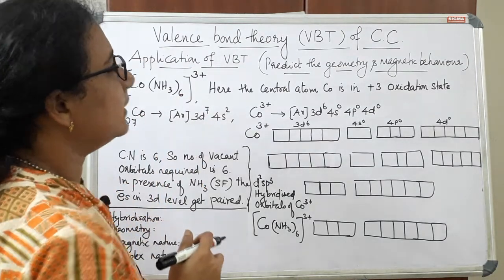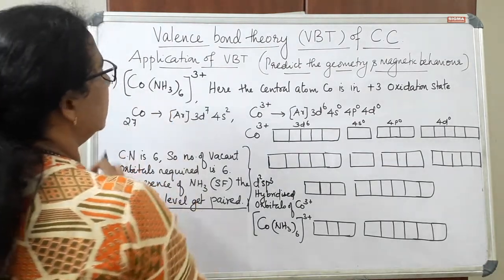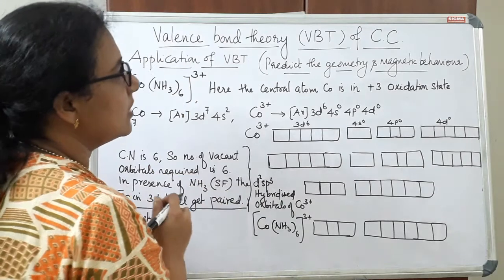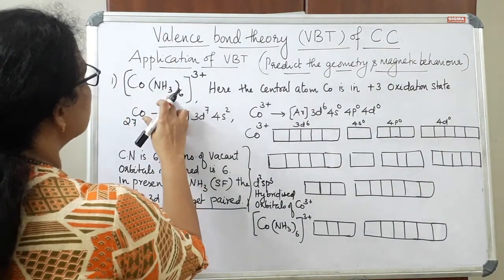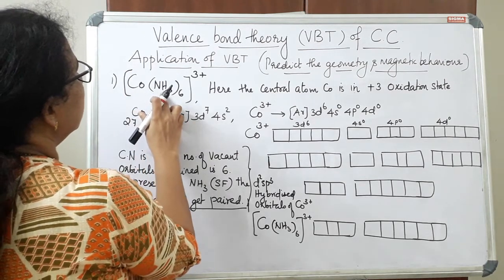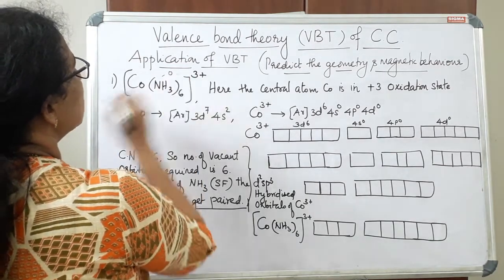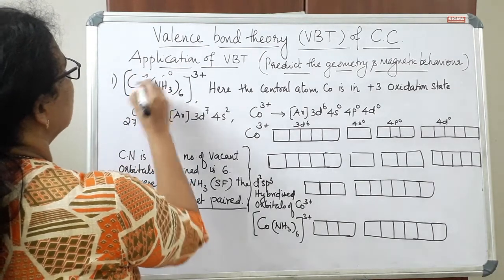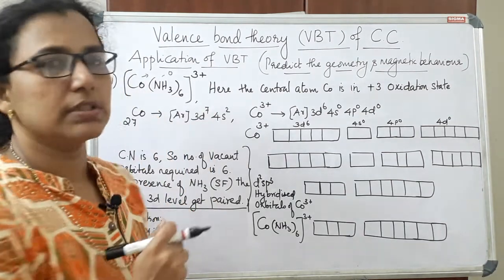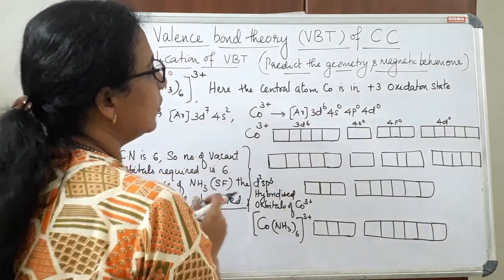In order to explain the geometry and magnetic behavior, first of all we should find out the central metal, that is cobalt here. The central atom is cobalt and it is in +3 oxidation state. We need to find out the oxidation state of Co. NH3 is a neutral ligand, having oxidation number 0. The charge is 3+, so automatically Co has a +3 oxidation state. So first we should find out the central atom and its oxidation state.